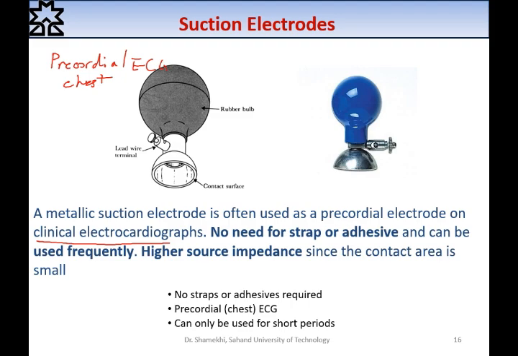And because of the small contact area, the impedance of this type of electrode is high, or high source impedance is expected. No strap or adhesive required, for precordial ECG or chest ECG, and it can be used for short periods only because the suction will disturb the patient's skin.